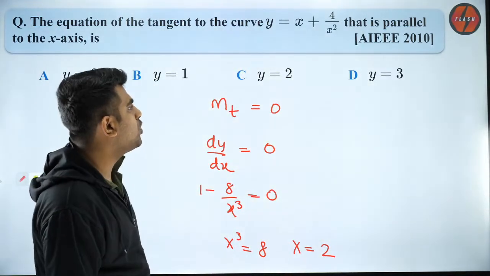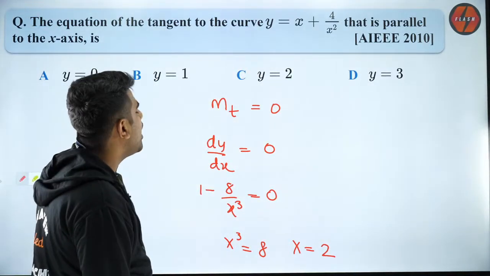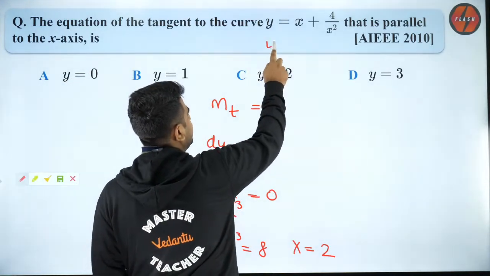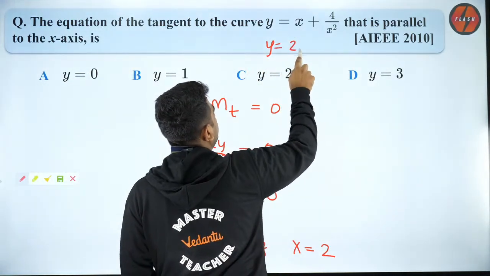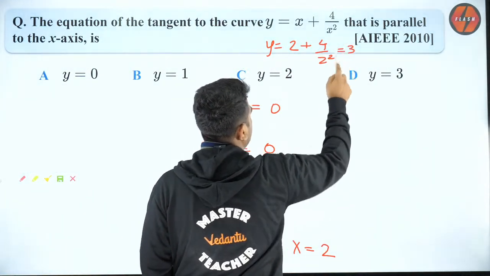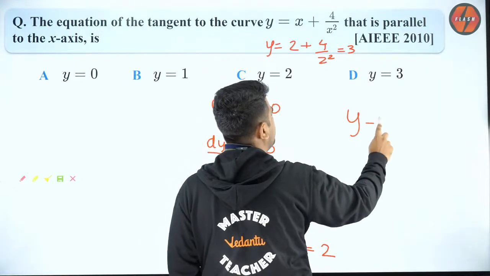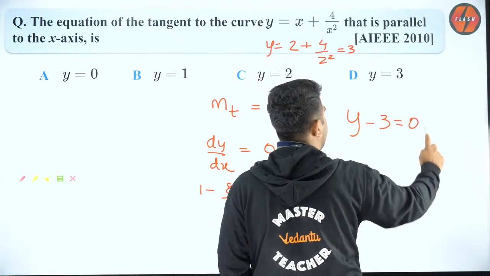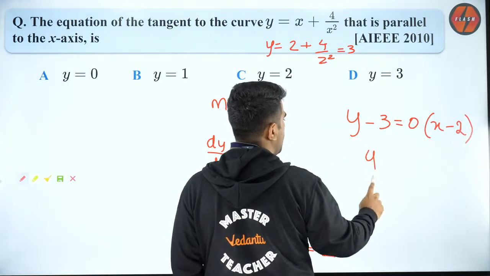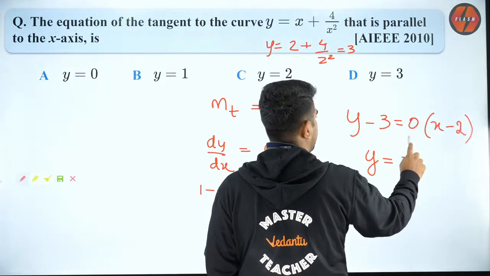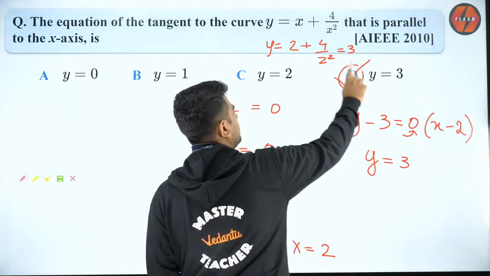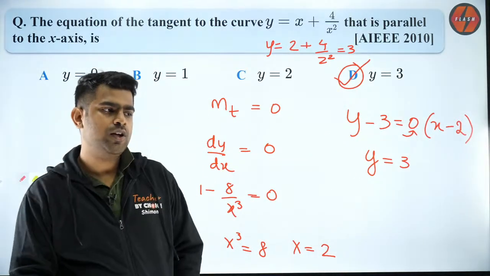So if x is equal to 2, then what is the equation of tangent? Equation of tangent, I have to get my y coordinate. Y coordinate is 2 plus 4 by 2 square, which is equal to 3. So what is the equation of tangent? Y minus y1 is equal to m into x minus x1. So the slope of tangent is 0, that is why I put 0 here. So the answer is y equal to 3, and I think nobody answered that.